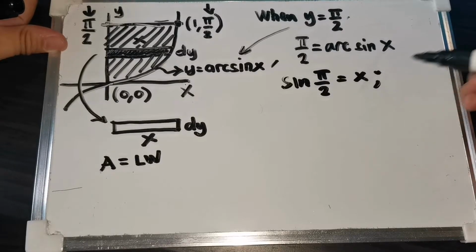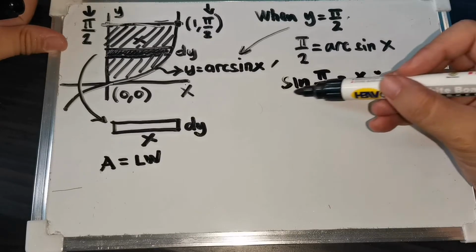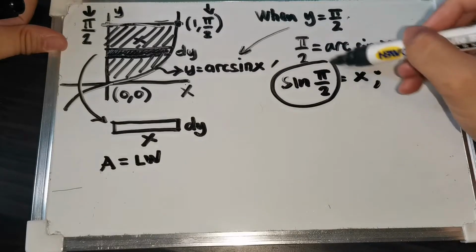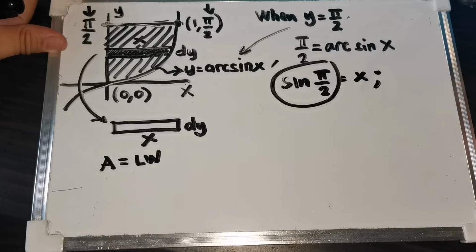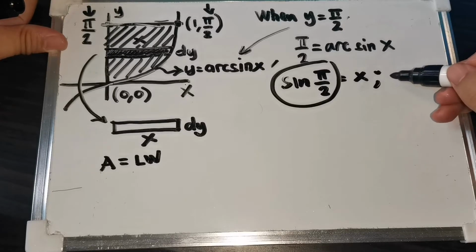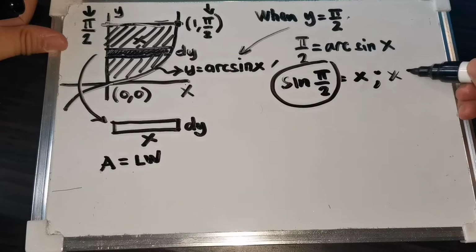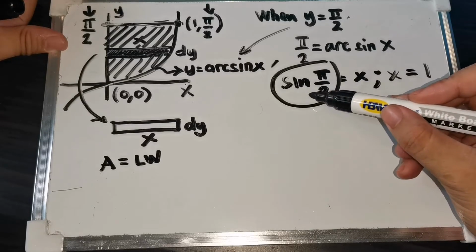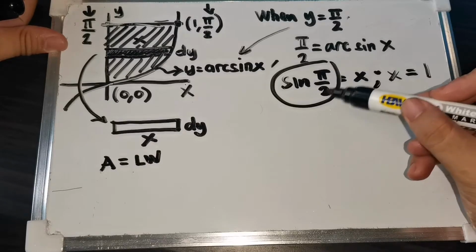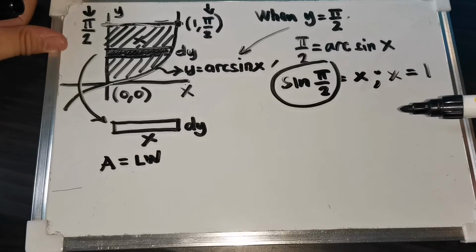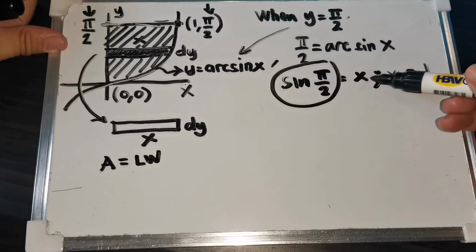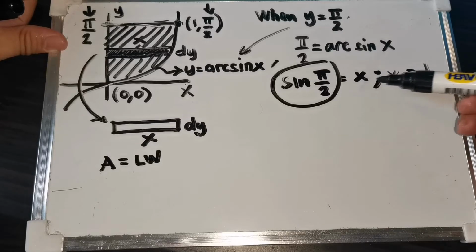If we compute this portion, inputting sine of π/2, or sine 90 degrees, in the calculator, that will be equal to 1. So we can say that x is equal to 1, because sine of π/2 in your calculator is equal to 1. We can simply conclude that x is equal to 1.